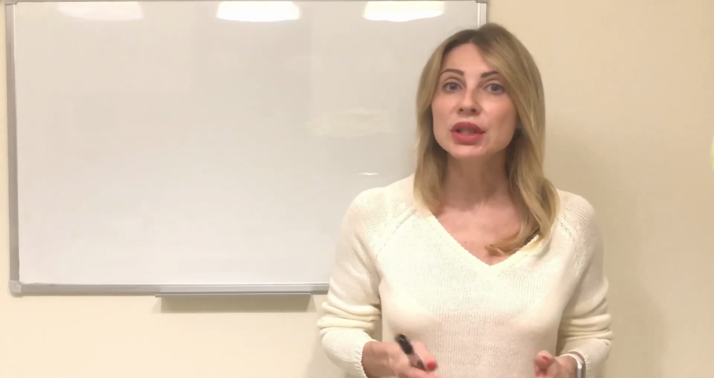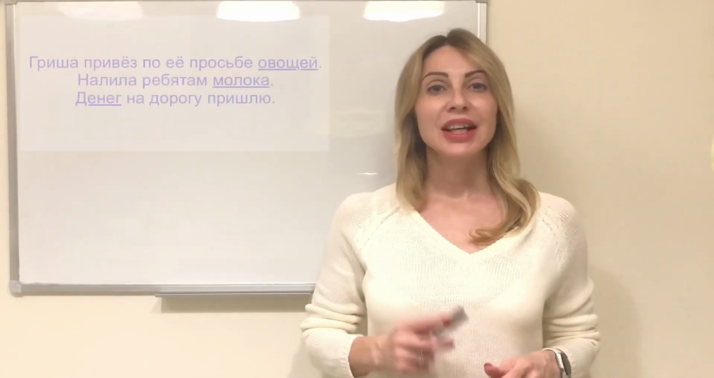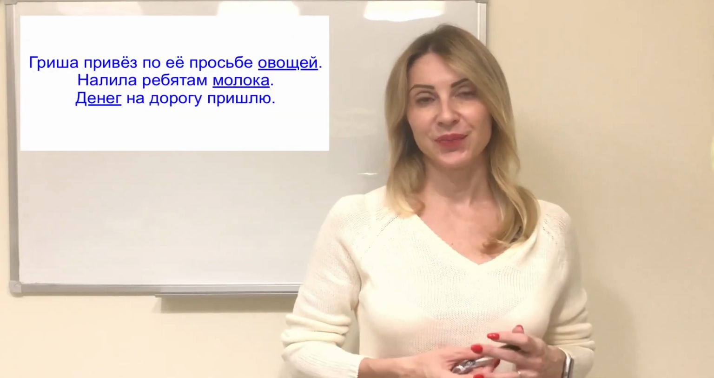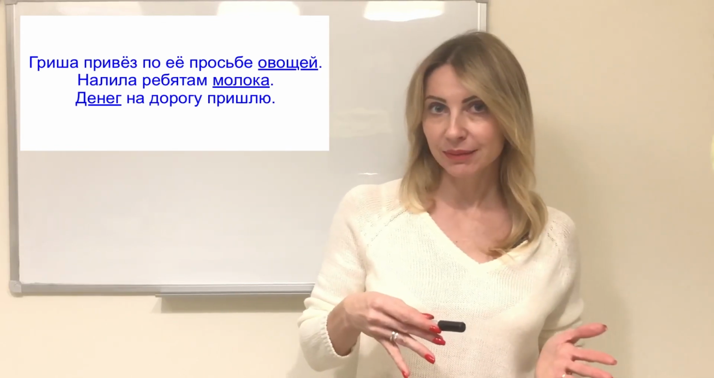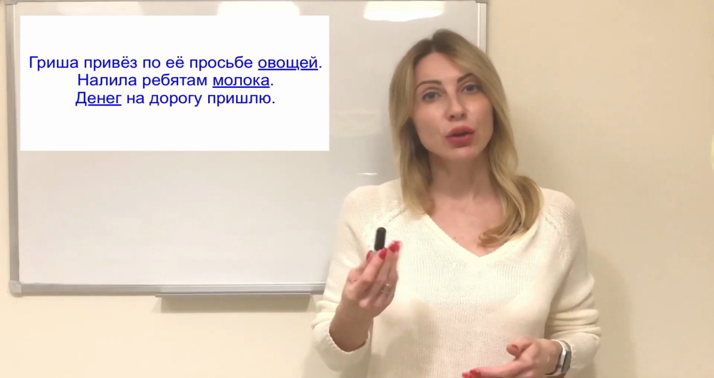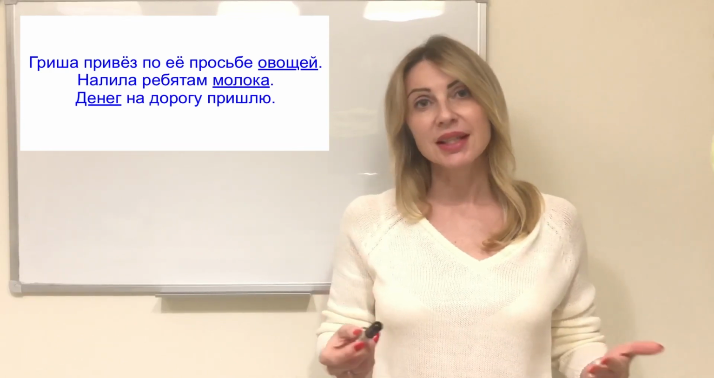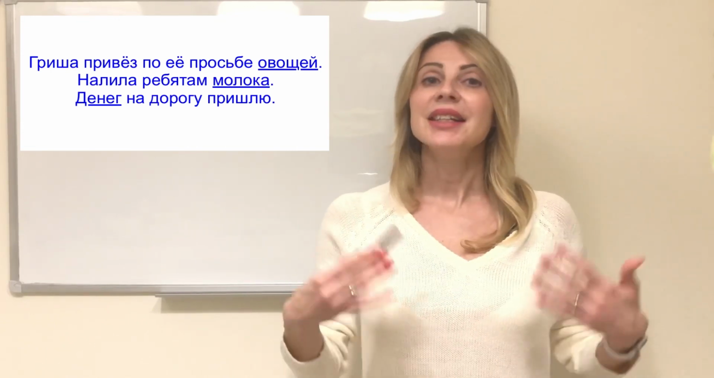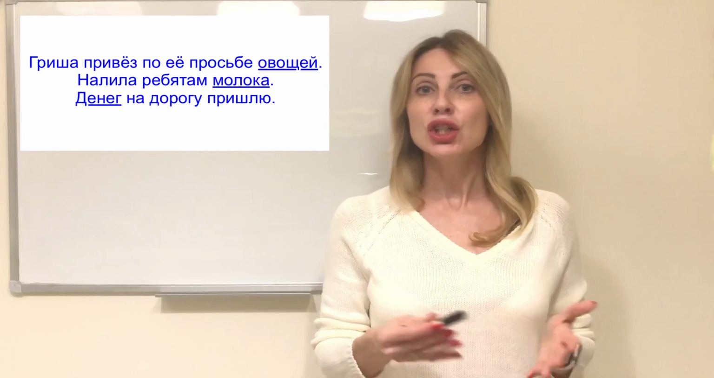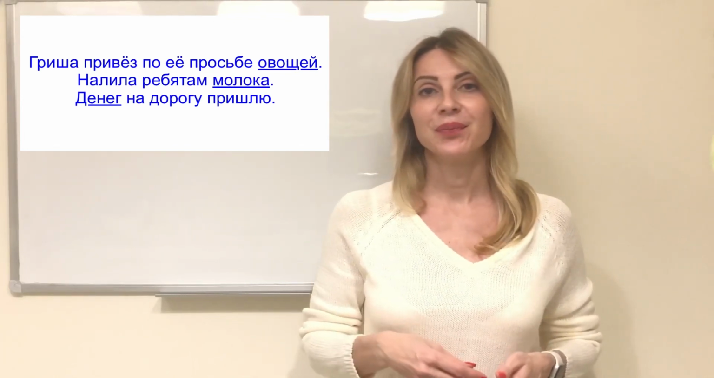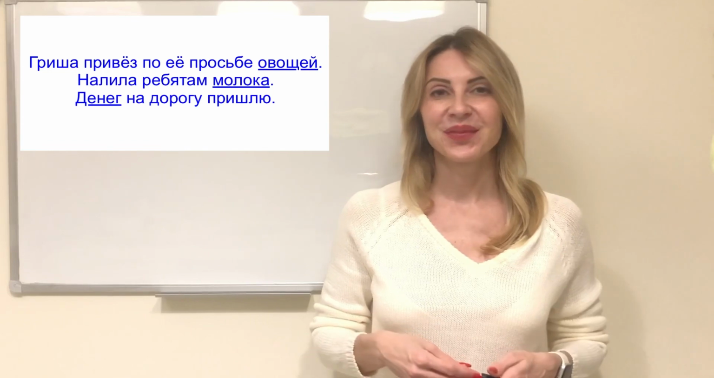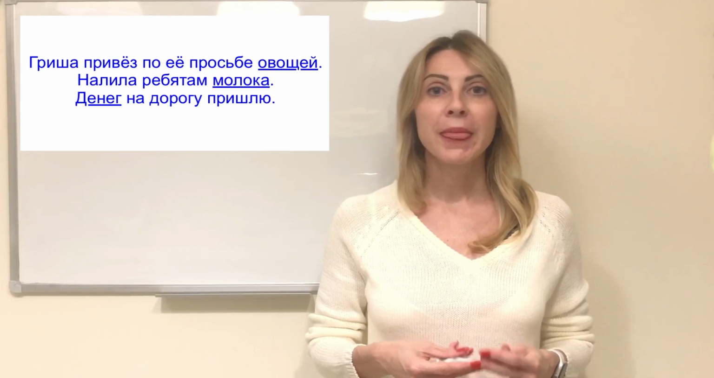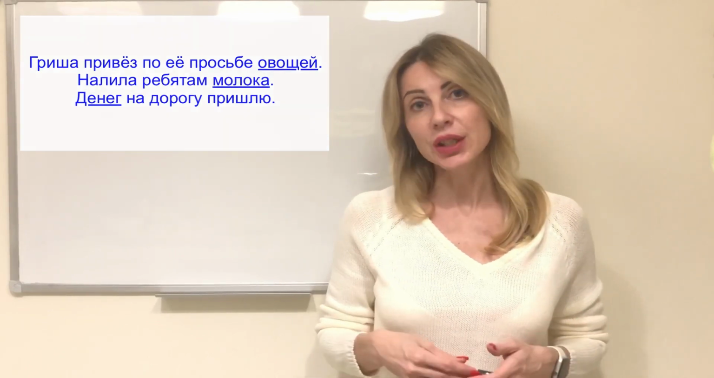Let's see examples of partitive genitives. Гриша привез по ее просьбе овощей. Гриша, a man's name, brought some vegetables at her request. Vegetables, овощей, ending ей. Она налила ребятам молока. She poured the kids some milk. Молока. Денег на дорогу пришлю. I'll send some money for the journey.